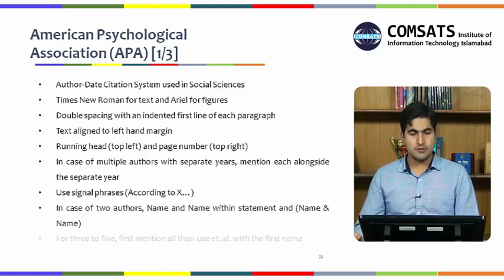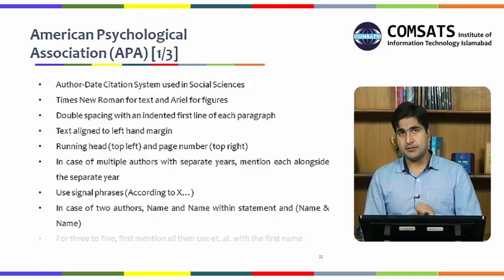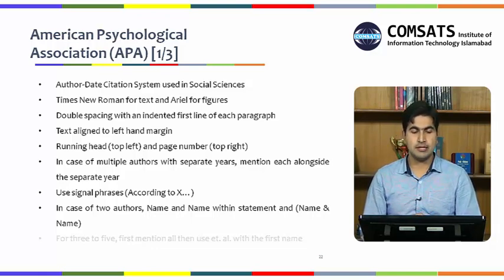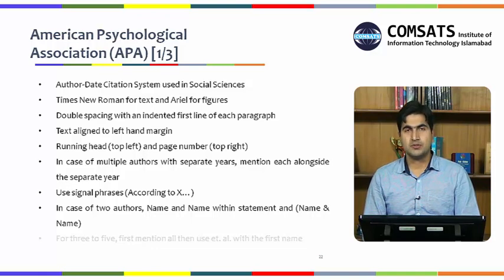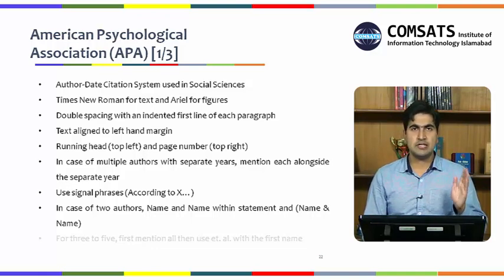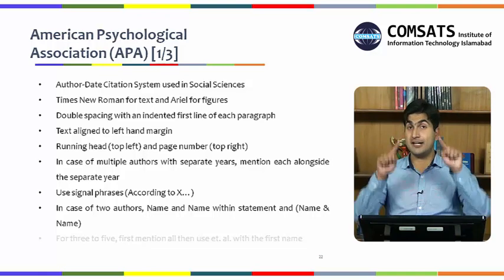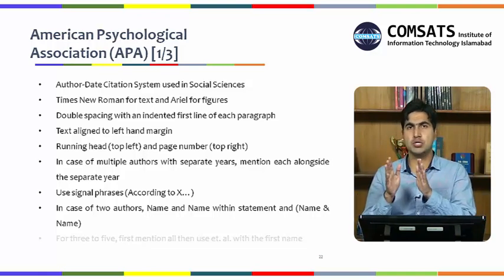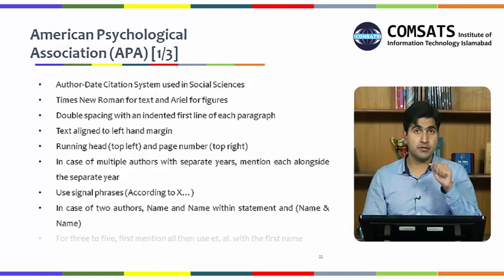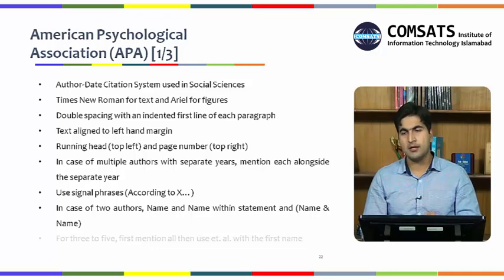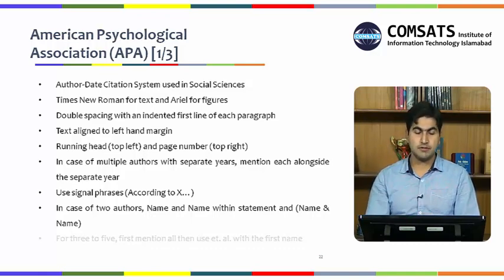In case of two authors, when you have to cite or refer to them within the statement, you simply write their names alongside the word AND between name and name. Whereas when you have to write them within parentheses at the end of the quote or the quotation, then you use the other form that I talked about, that is the ampersand, which is written in this form of an eight-like figure which you see. It is written between name and name when it's within the parentheses. So that's the way you write it.